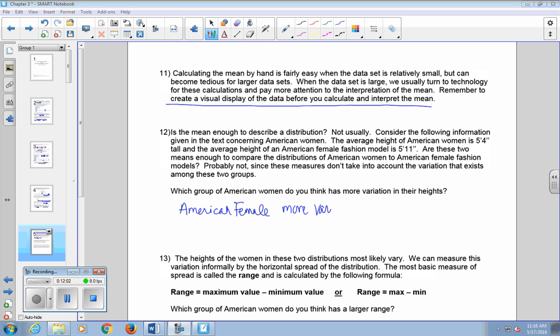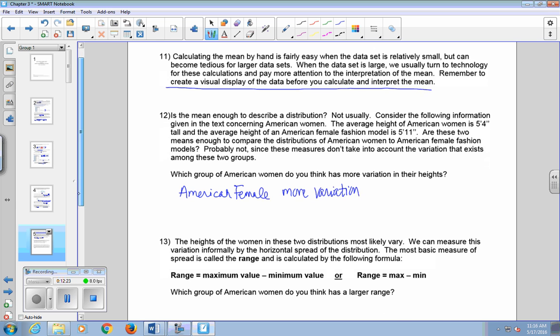The model group would probably have less variation, since most models are probably centered around that 5'11". The heights of women in these two distributions most likely do vary, and we can measure this variation informally by the horizontal spread of the distribution.